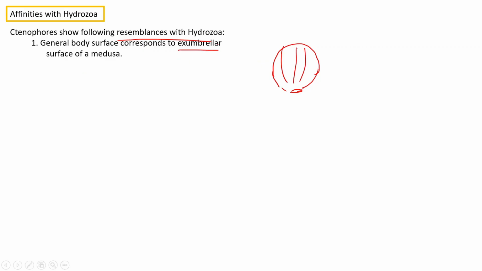Exumbrellar surface. I think you know what the exumbrellar and subumbrellar surfaces of the medusa are. Medusa is an umbrella-shaped structure. It has an exumbrellar and a subumbrellar surface.